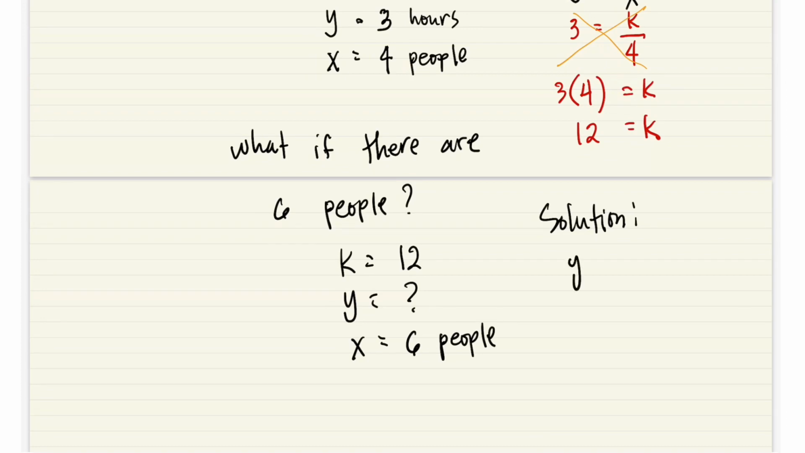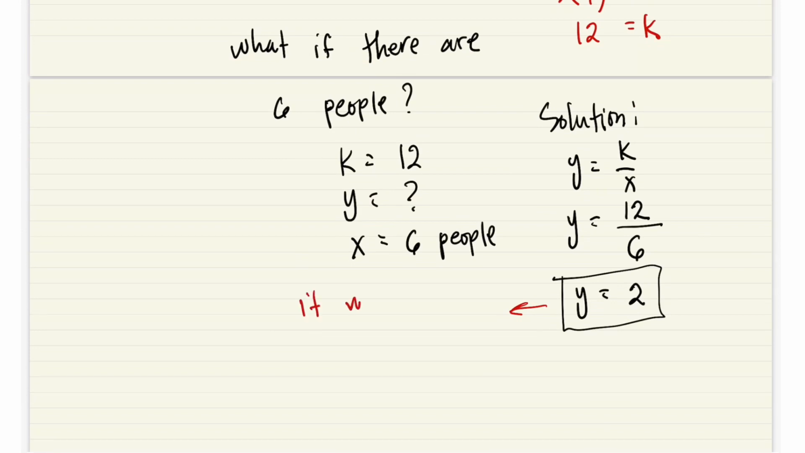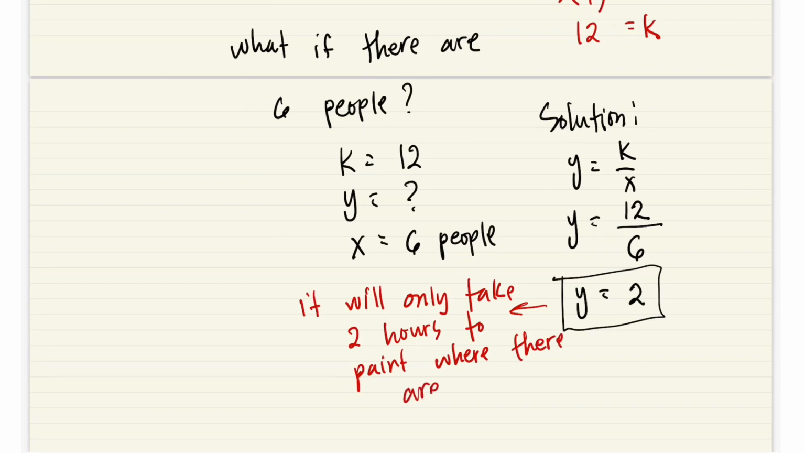So therefore we use the formula Y is equals to K over X. Y, that's what we're looking for, 12, because that's K, over 6 people, so therefore Y is equals to 12 divided by 6 is 2, so therefore it will only take 2 hours to paint when there are 6 people.